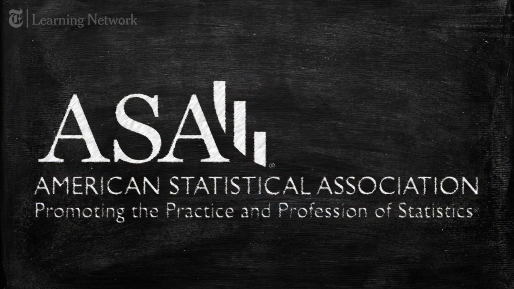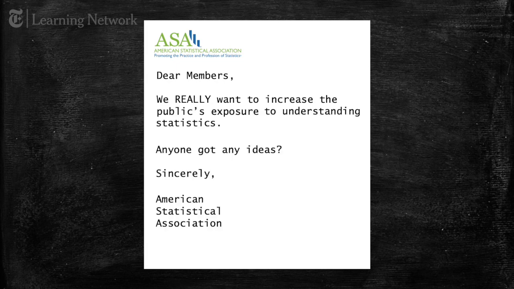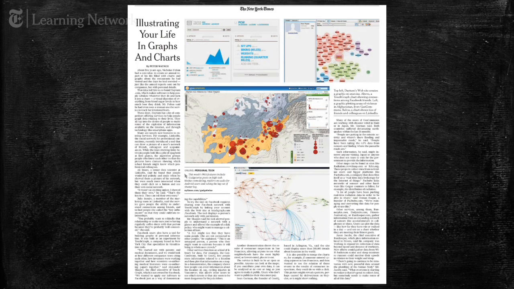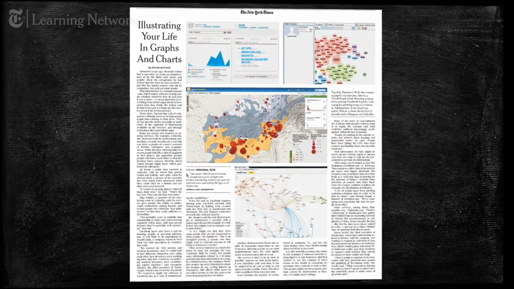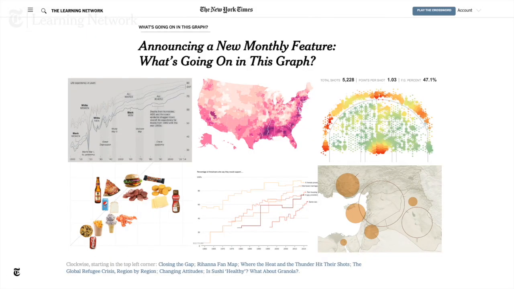So about 3 years ago, the American Statistical Association, a professional organization of statisticians that I belong to, said, we really want to increase the public's exposure to understanding statistics. Anyone got any ideas? And I said, oh my goodness, the New York Times has the most incredible graphs. Why don't we do something with the graphs? So we approached the Learning Network, and they've been around for 20 years. They already had a feature called What's Going On with This Picture that was very popular. And oh my goodness, it's obvious from there. We should say what's going on with this graph. And so we started with that.